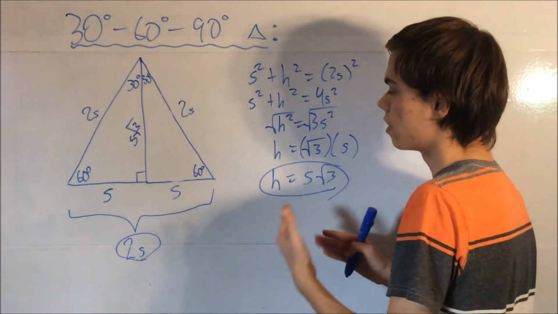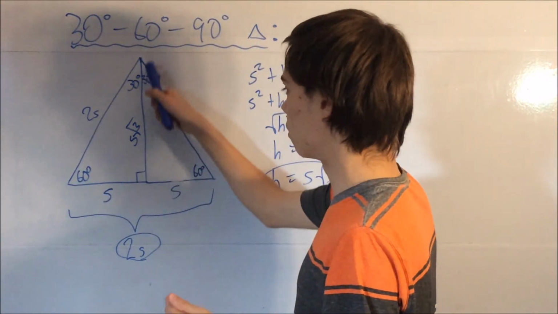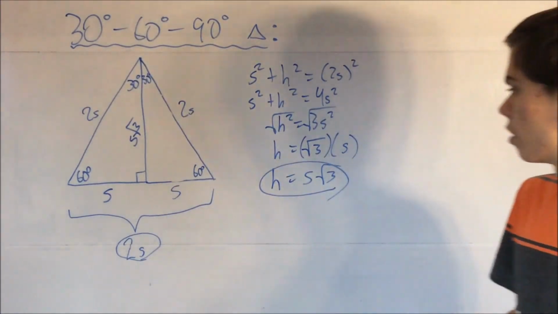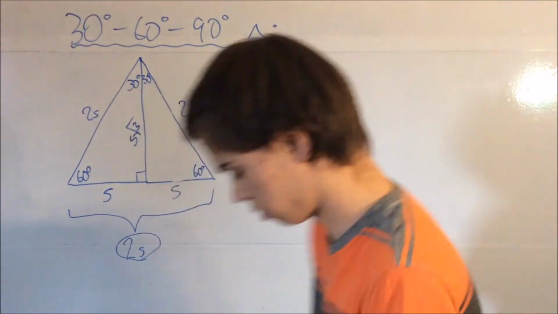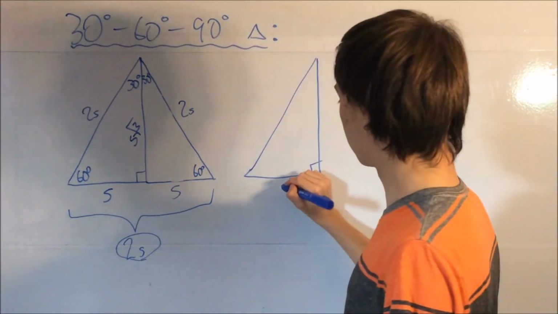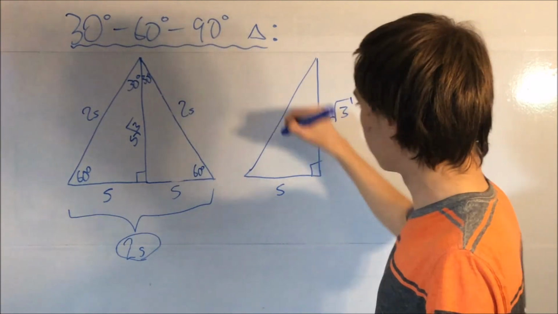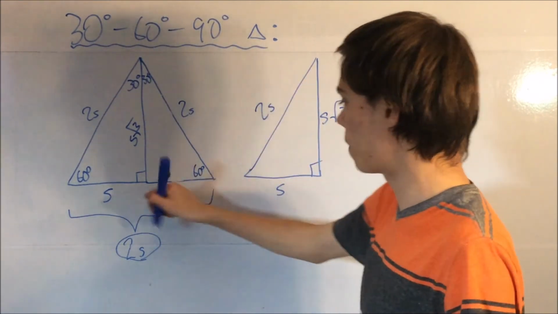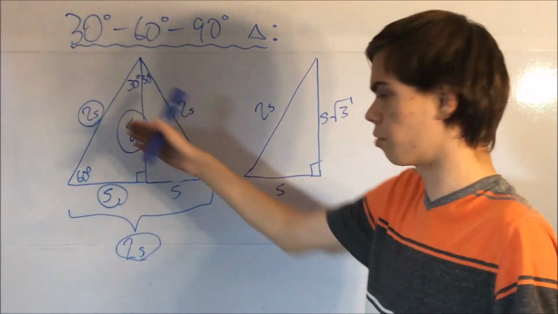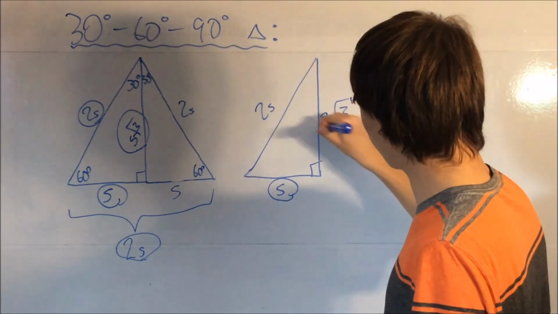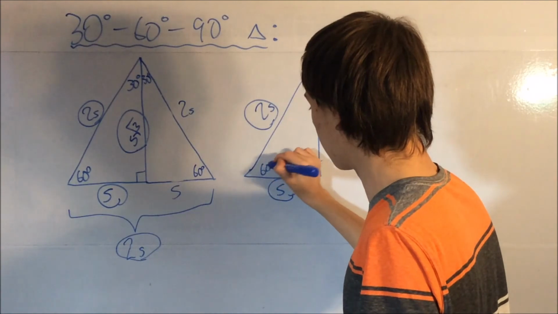So this is what we get. Now we have the relationship between all of the sides of the 30-60-90 triangle. So I'm going to redraw that triangle right here. We have S radical 3, and we have 2S. We've been able to figure out exactly what the relationship between the side lengths is. It's just those three values. So this is our 30, 60, 90 triangle.